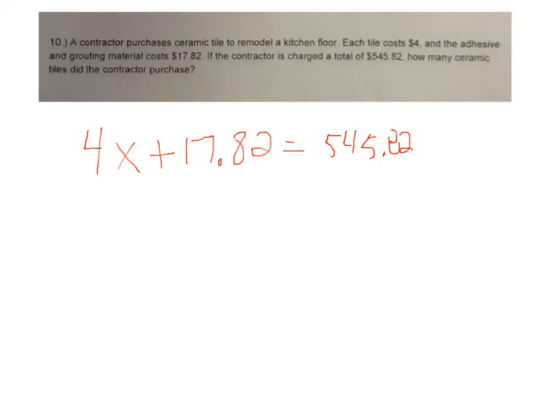Well, we don't know the tiles, but we know they're $4 each. So we have 4 times however many there are of them. We also know that they pay $17.82 for grouting material and adhesive, and the total for that equals $545.82. So we're going to work to try to get the x by itself.